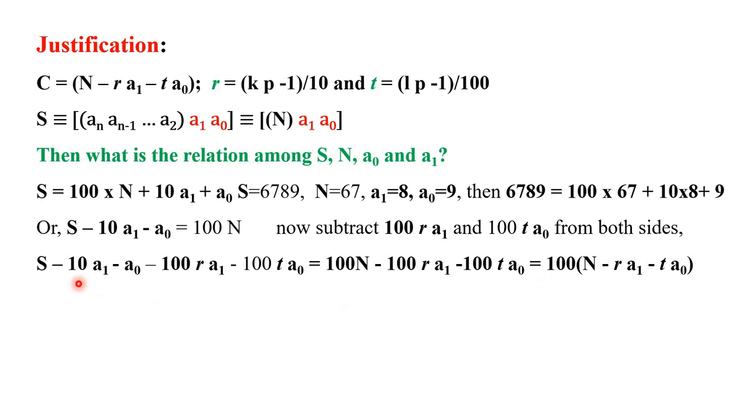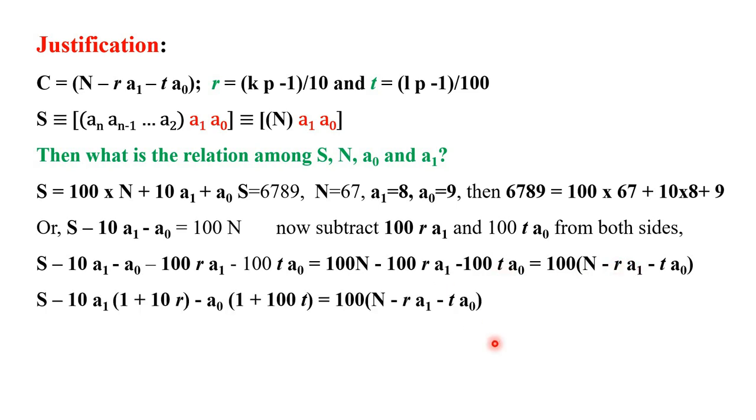So S minus 10 A1 minus A0 minus 100 RA1 minus 100 TA0. And on your right, 100 N was there, minus 100 RA1 and minus 100 TA0. So you can take common 100 from here. So you get N minus RA1 minus TA0. This. So you can manipulate a little bit more.